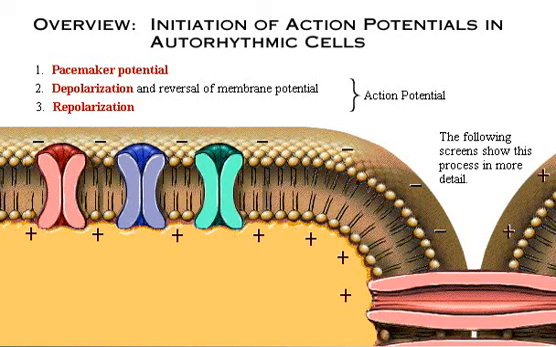Here's an overview of the initiation of action potentials in an autorhythmic cell. An autorhythmic cell has the unique ability to depolarize spontaneously, resulting in a pacemaker potential. Once threshold is reached, an action potential is initiated, which begins with further depolarization and leads to reversal of the membrane potential. Then, repolarization occurs, returning the cell to its resting membrane potential. The cell spontaneously begins to slowly depolarize once again, and the sequence is repeated. The following screens show this process in more detail.